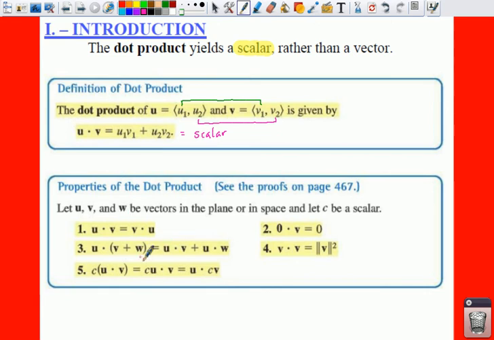So there are some properties of your dot product down here. Basically, you know, distributive property: u dot (v plus w) means you have to do the dot product of u and v and the dot product of u and w. 0 times your vector means you get 0, and so on.